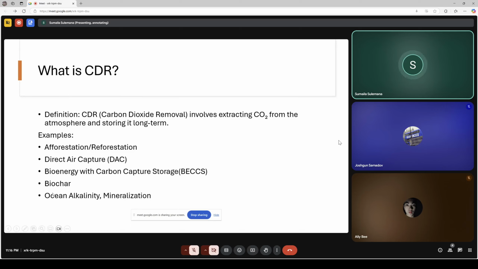And when this is done, the products we mostly get from this mineralization process, with CO2 being captured, are carbonate or bicarbonate precipitations in the ocean, which are a solid form, mostly turning CO2 into solid states.